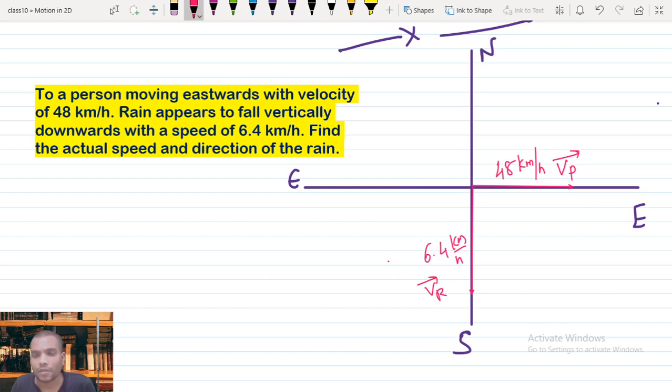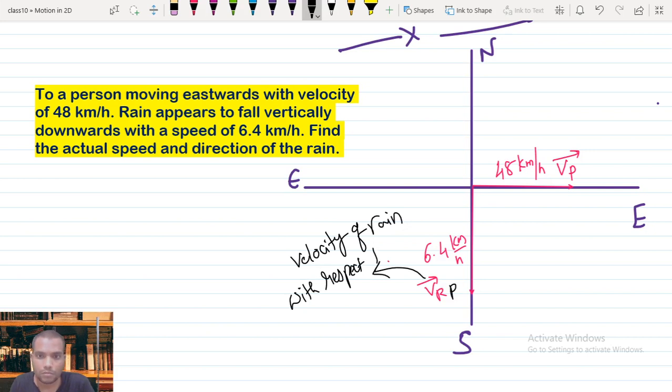If these two vectors, this is the velocity of the rain with respect to the person. They are using the word appears, as that is not the original direction of the rain. So this is the velocity of rain with respect to the person, which is something we need to concentrate on more. Velocity of rain with respect to person. So in this case we need to find the resultant of the original velocity of the rain.